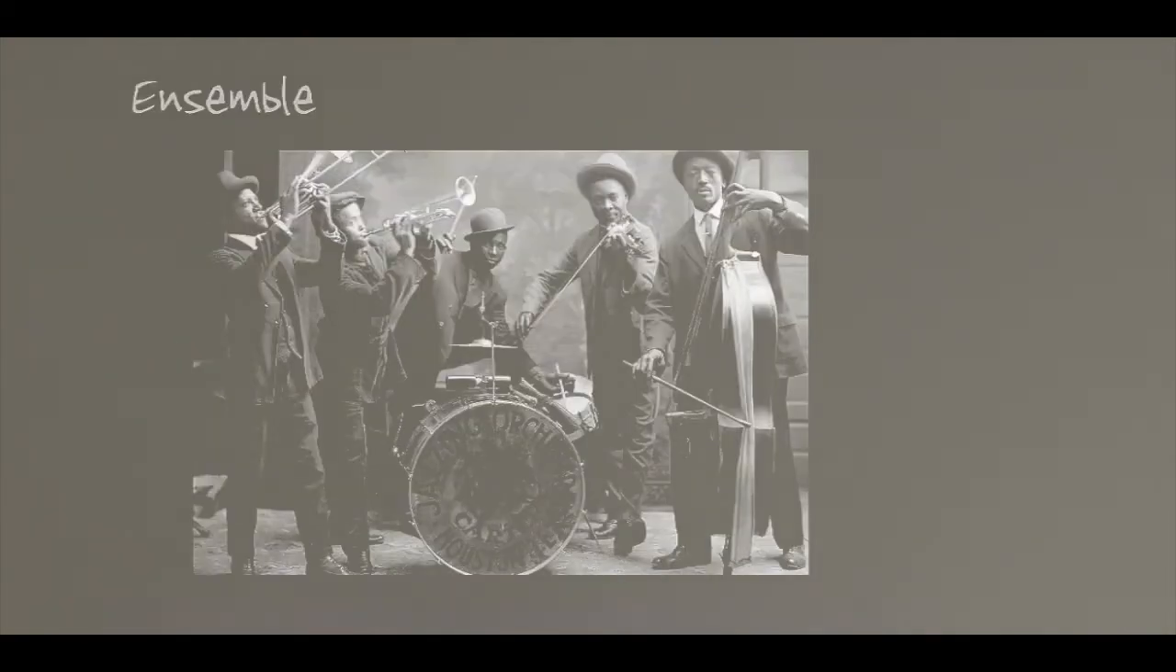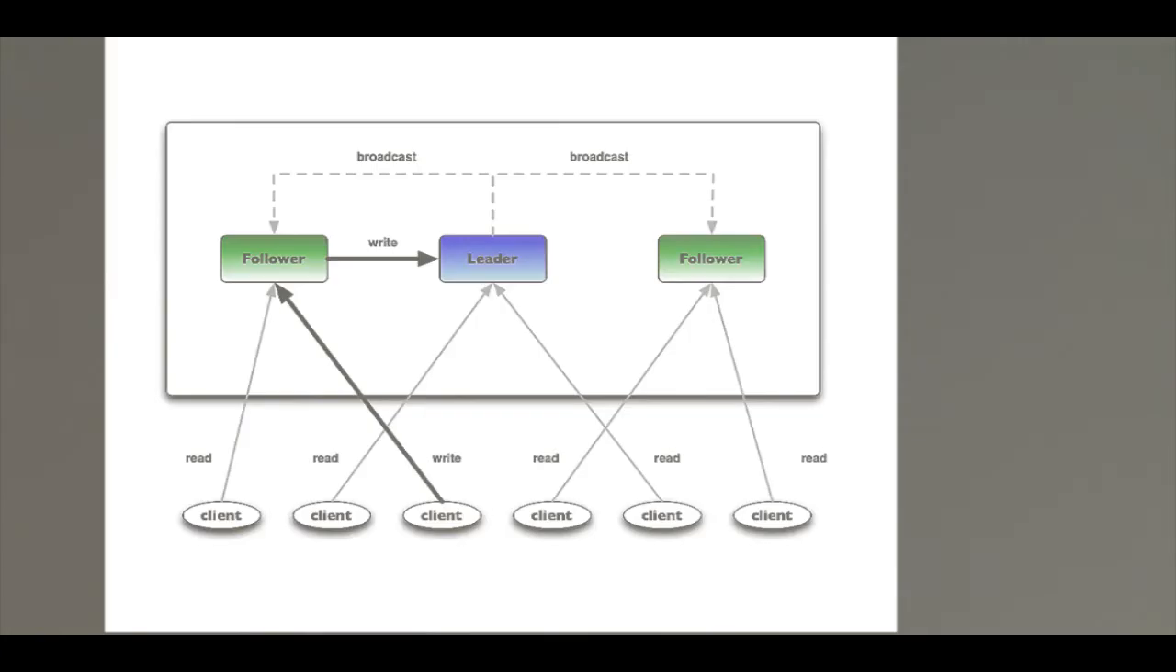So I keep saying cluster and ensemble and these various things. What ZooKeeper actually calls it is an ensemble. So I found this kind of a cool picture. It's from a 1921 jazz band on Wikipedia. I thought it was a pretty cool picture. But a ZooKeeper ensemble pretty much looks like this in terms of the architecture.